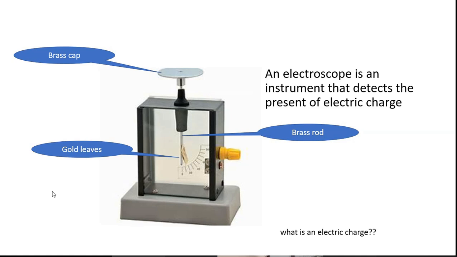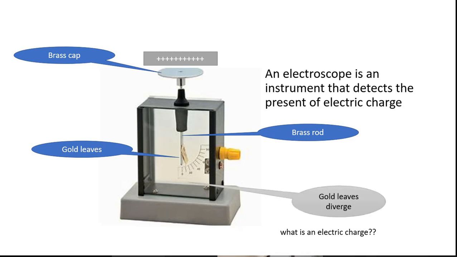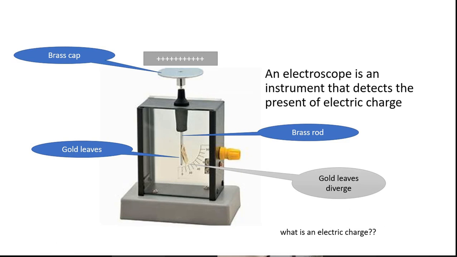We can use this electroscope to detect the presence of electric charge. How can we detect it? For example, when we put the positively charged glass rod near it, it will affect the gold leaf. The gold leaf diverges. Why does the gold leaf diverge, and what is the mechanism of the electroscope?